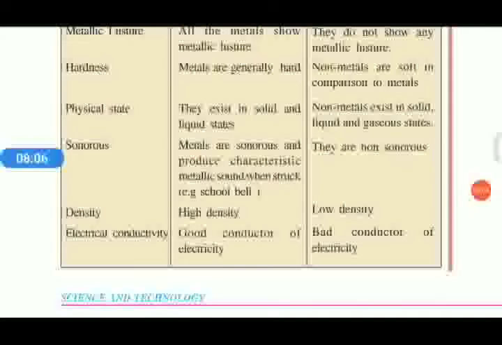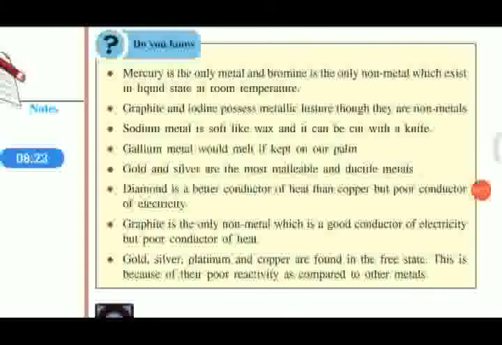We use metals to make train bogies because it is hard, etc. We identify metals or non-metals by their physical properties. But there are some exceptional cases. We can see what the exceptional cases of metals are.